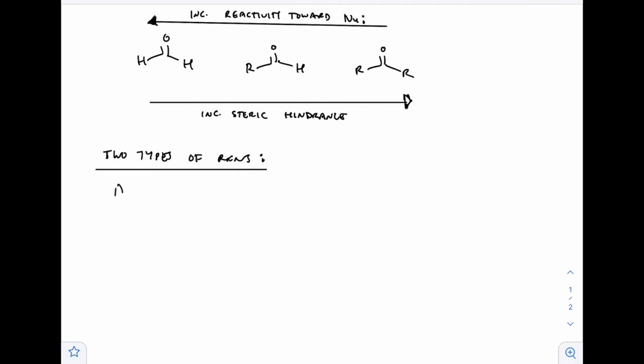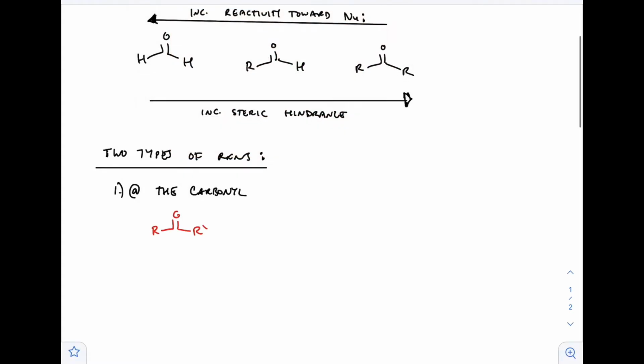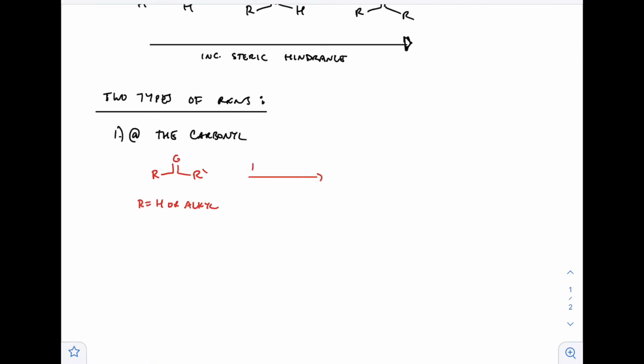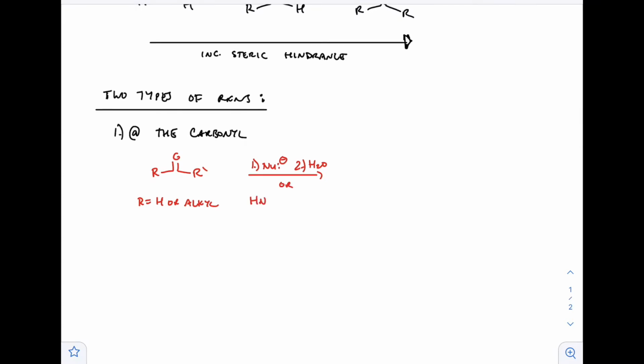So there are two different types of reactions with carbonyls, and the first one would be reactions at the carbonyl. So a nucleophile directly attacks that carbonyl carbon. Let's take a look. And of course, the R can be hydrogen or an alkyl group. And we have a nucleophile where we can have a strong, negatively charged nucleophile, and then water, or we can have a neutral nucleophile, so a nucleophile with a hydrogen on it, right? With a little bit of acid to kind of get the party started.